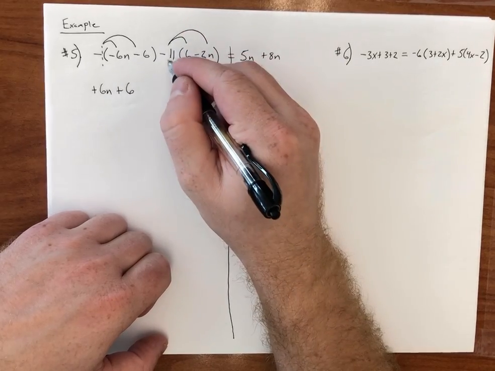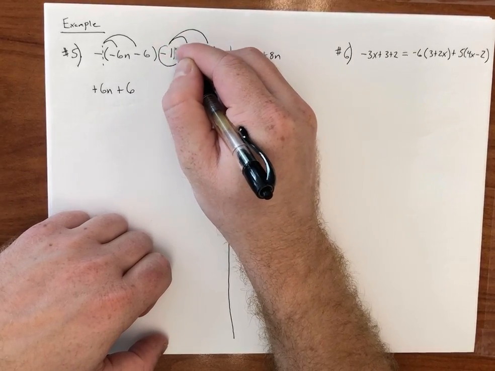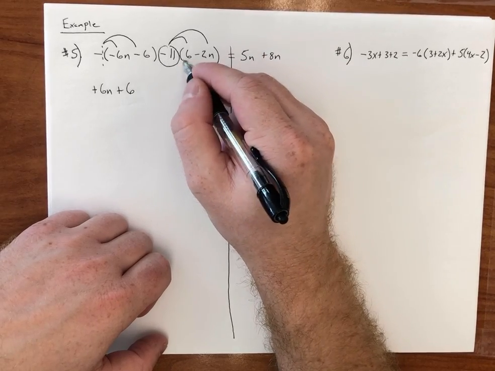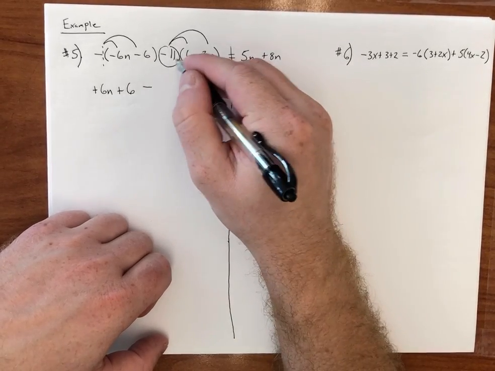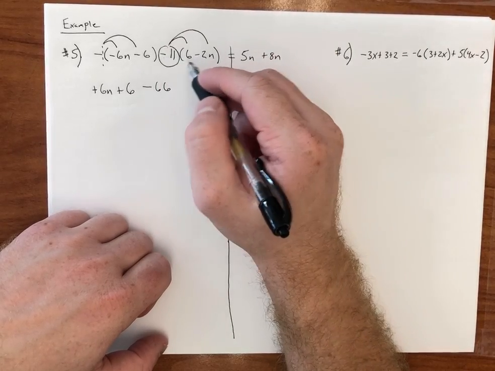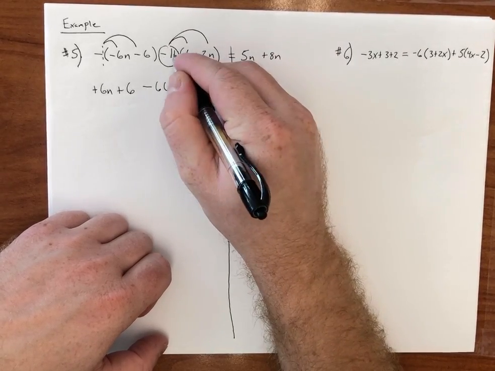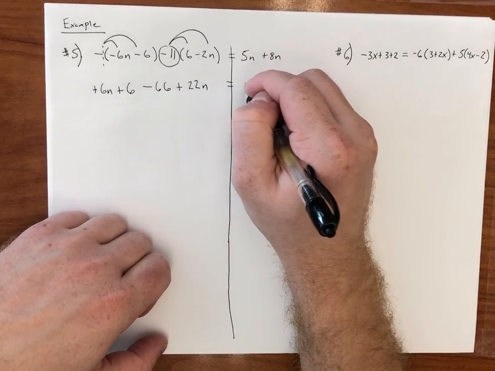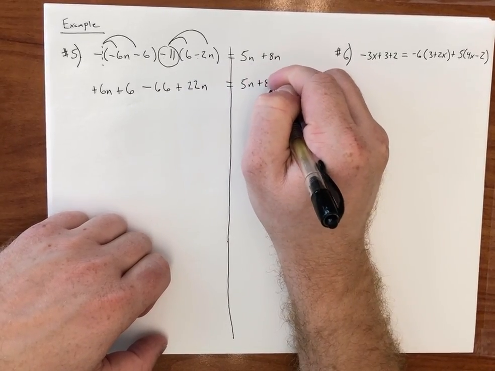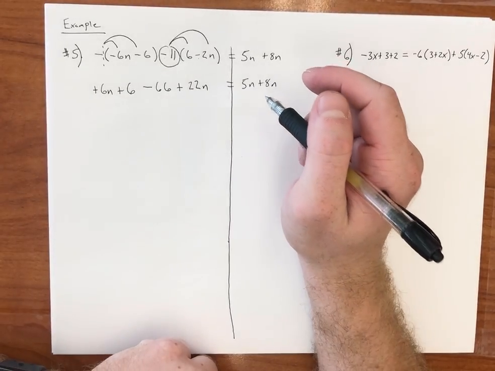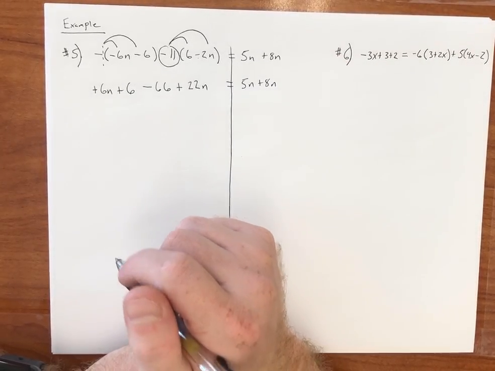We have another parentheses. This whole thing right here, this negative 11, has to be distributed through. So let's go ahead and do the signs first. Negative times a positive is going to give me a negative. 11 times 6 is going to give me 66. Again, a negative times a negative is going to give me a positive. 11 times 2 is going to give me 22n. And then we just go ahead and write the rest of this down. So we distributed on the left. Can we distribute on the right? No.